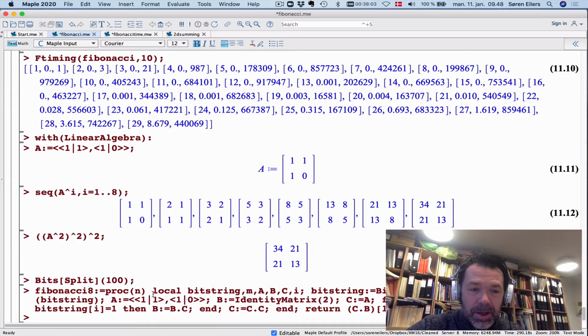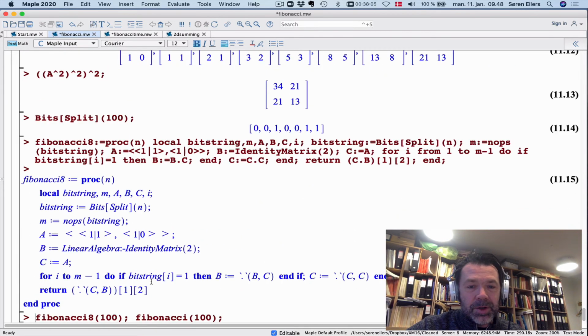And you can write a Fibonacci procedure this way, so it's based on the split command that we talked about earlier. So I'm taking a number like 100, and I'm asking Maple to write it out in binary form for me.